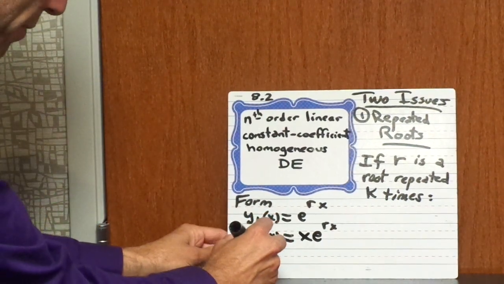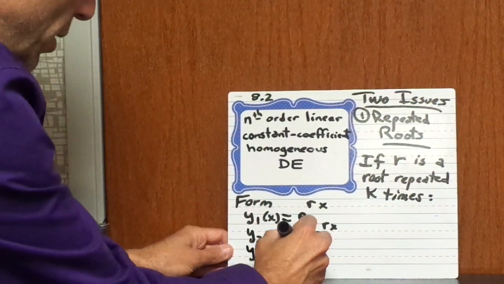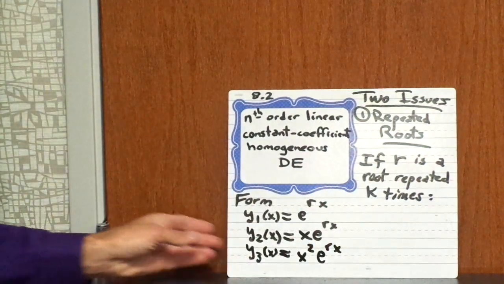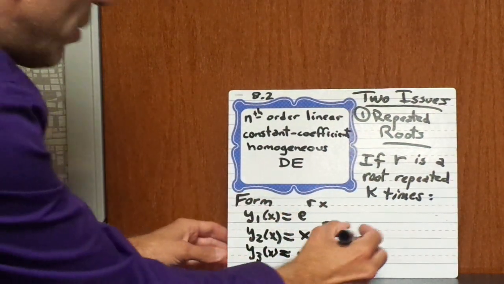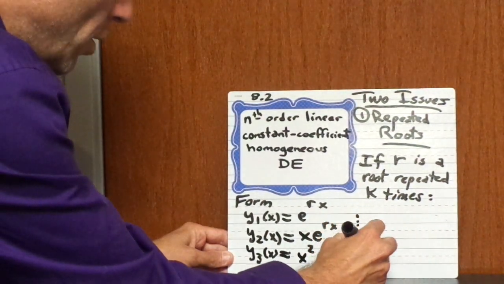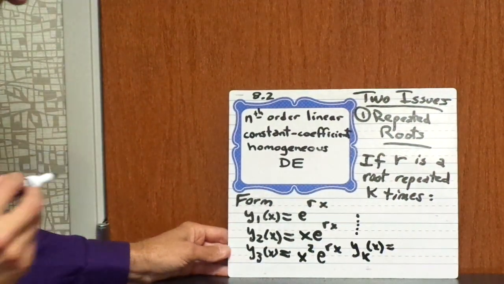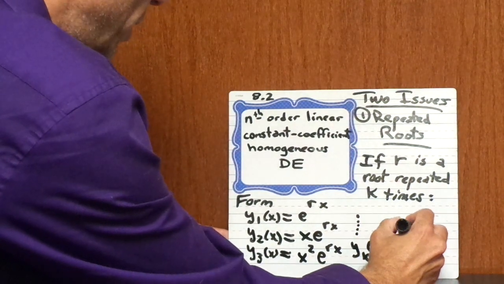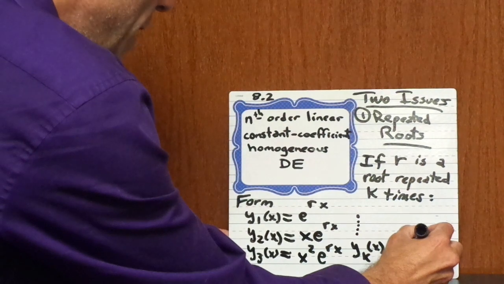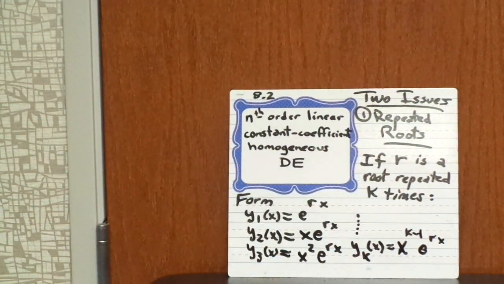And what do you do if you have even more repeats of that same root? If we need a third solution, we just stack another power of x in front of that e to the rx. And as it turns out, we just keep going like that. We can get all the way to k solutions here. And the kth one, as you might be able to figure out from the pattern, is just x to the k minus 1 e to the rx.